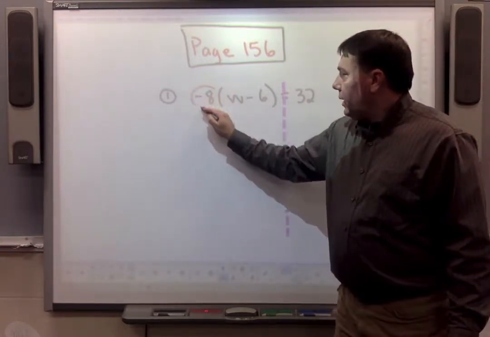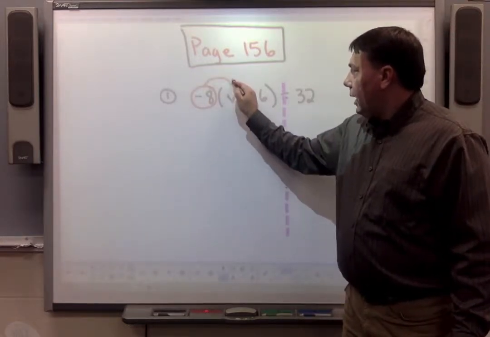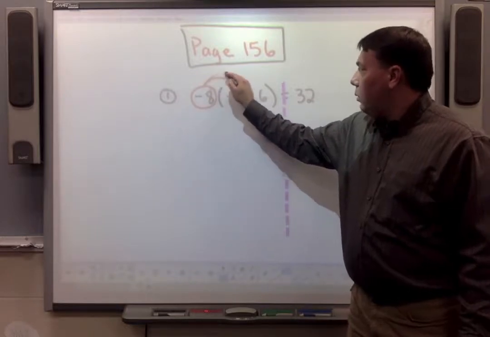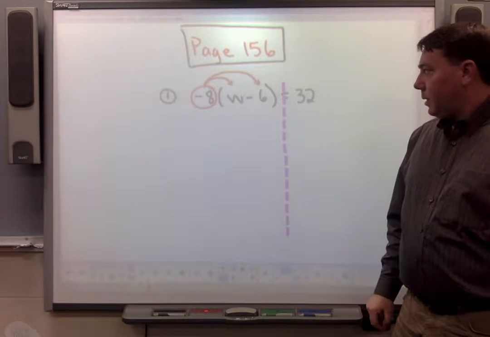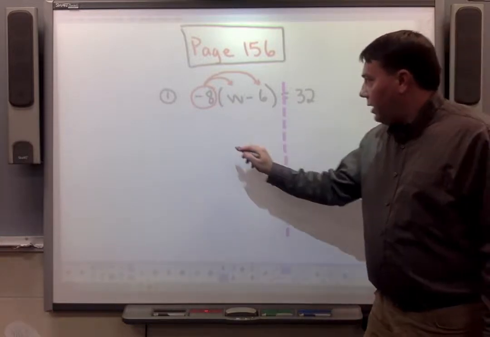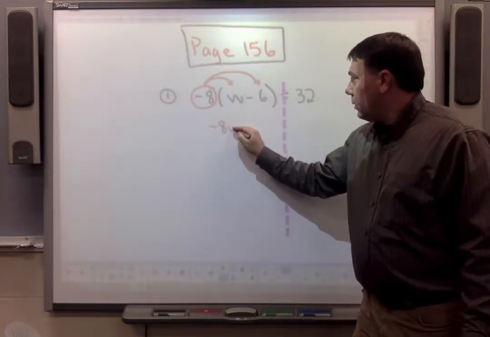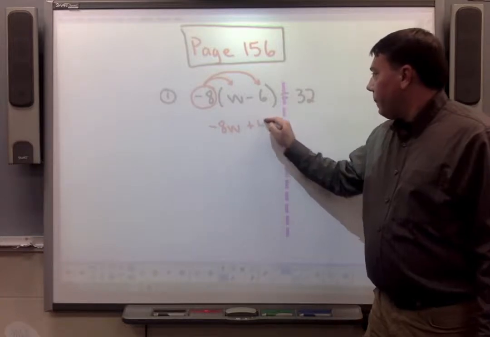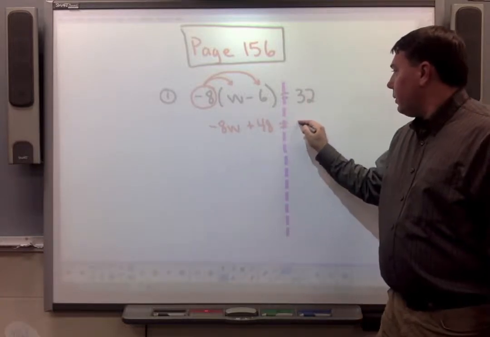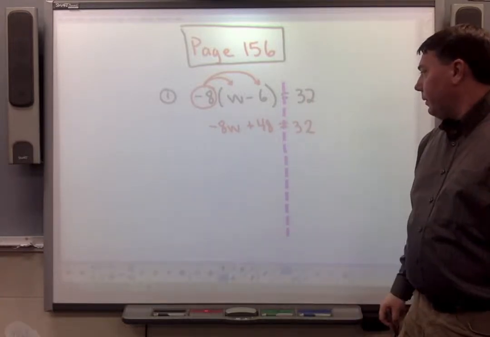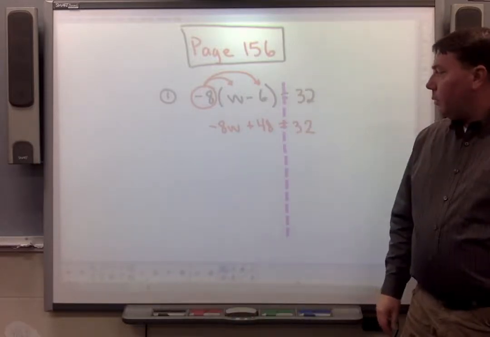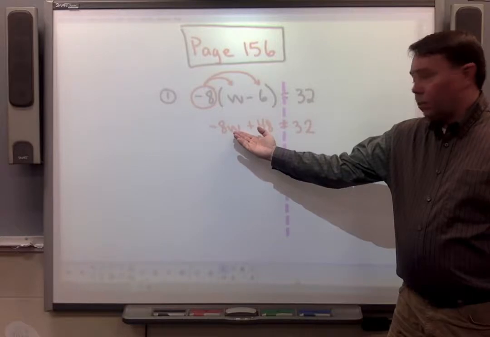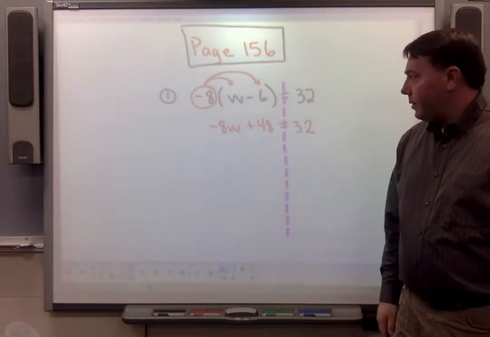So let's circle the negative 8 and then draw an arrow to show that we're going to multiply W by negative 8 and negative 6 by negative 8. So when you multiply, you get negative 8W plus 48 equals 32. Okay? Now, once the variable is on one side and it's by itself, you're ready to solve.